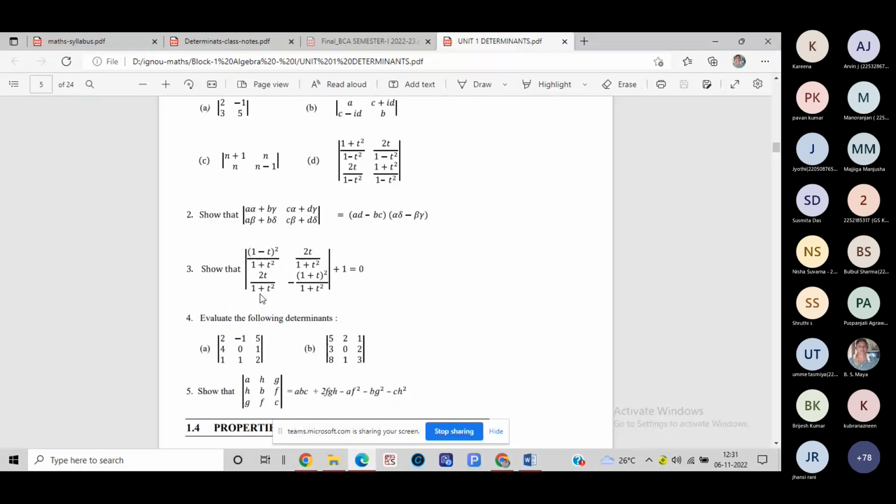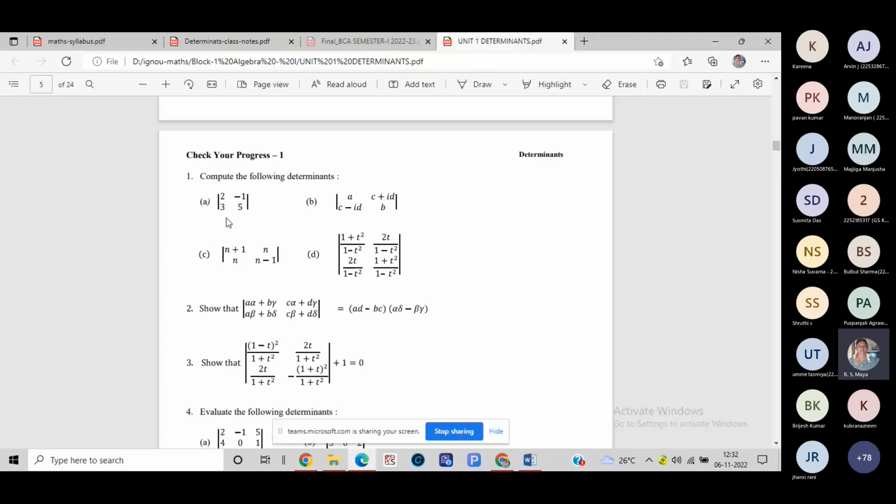ABC minus AF square minus BG square, minus H square C, or CH square. Both are same. Some people will write H square C, some people write CH square. Both are same. Correct, right? Yes. No doubt, right? Yes, ma'am. We get it.